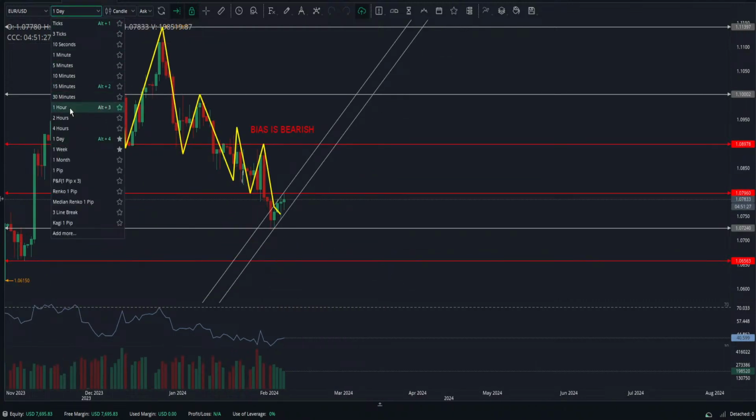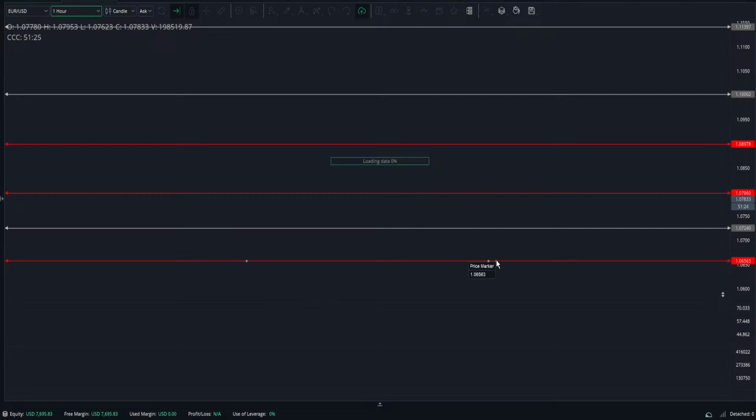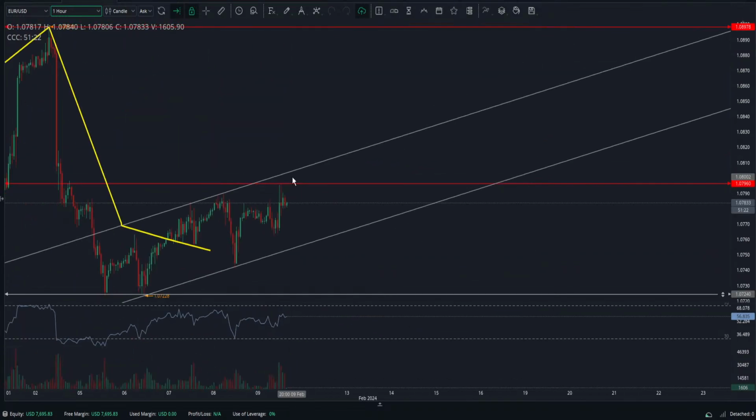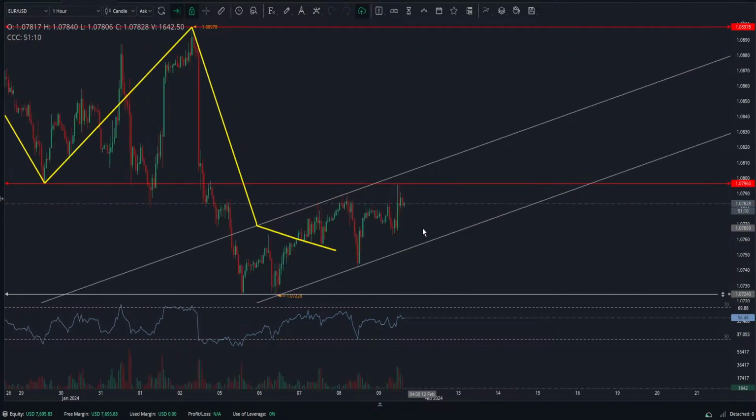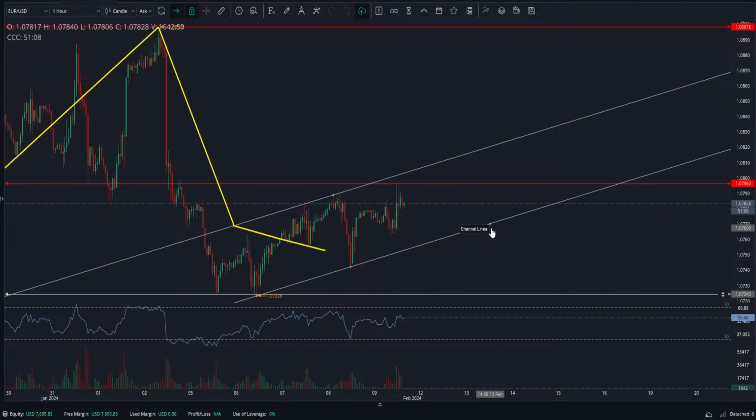If you go to the 1 hour, you will see that this channel is holding very well as of now, and I'm expecting this channel to break to the downside. When it does so, I'll start looking for selling opportunities again. Right now also I'm looking for selling opportunities but not buying opportunities, but that confirmation will come only when this channel breaks to the downside.